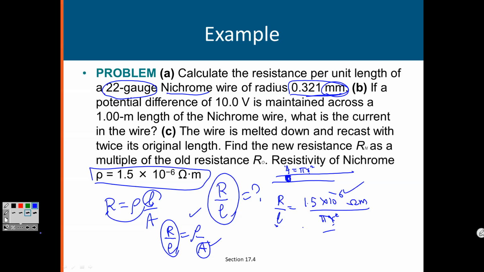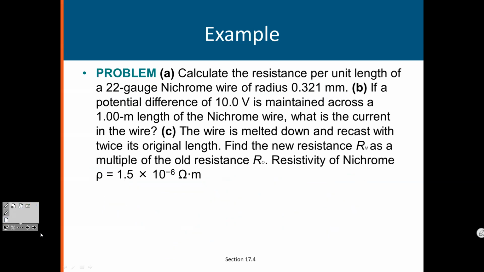Okay, let's go to part B. Part B is a continuation of that. If a potential difference of 10 volt is maintained across this 1 meter length of this wire, what is the current in the wire? So we take this wire and we have found the resistance per unit length for this wire, but now we're taking 1 meter of this wire.